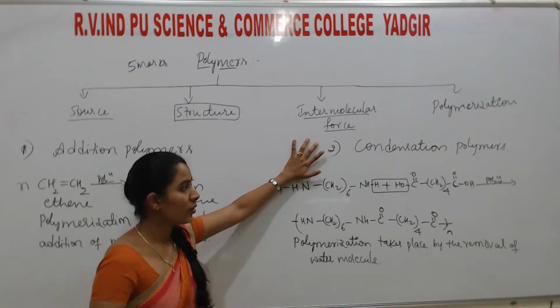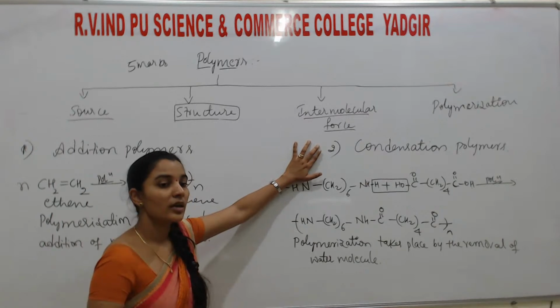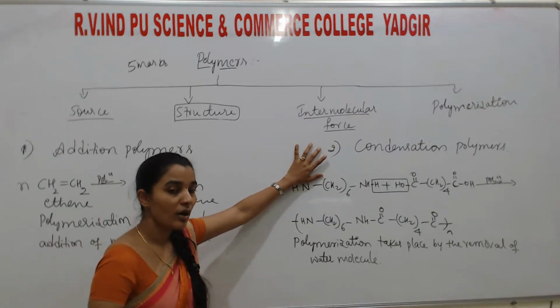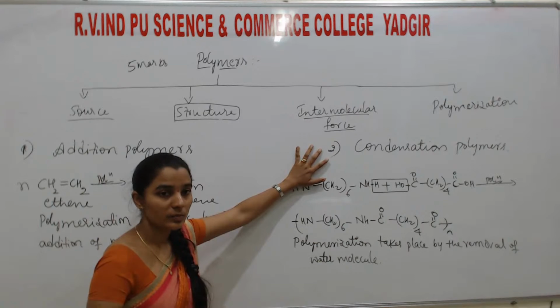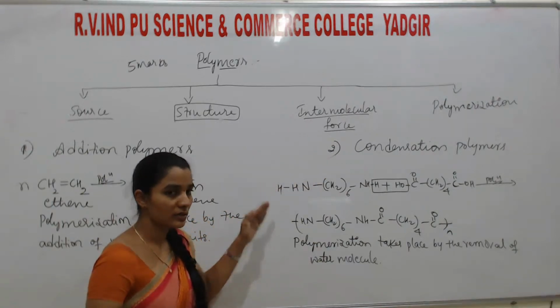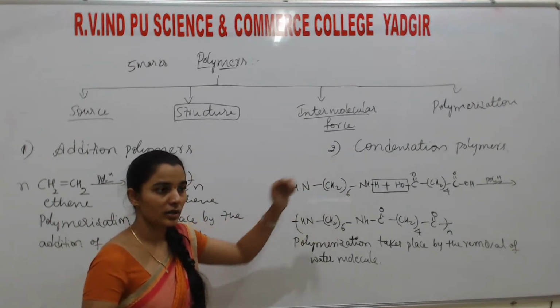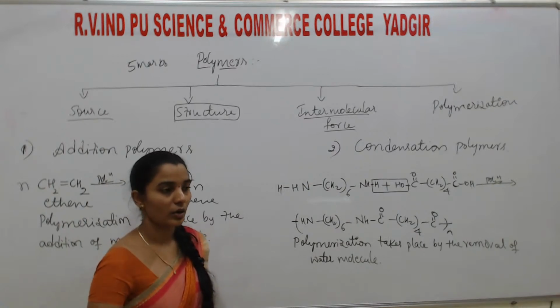Okay, this is all about the classification, students. In the next class, I'll explain how the polymerization takes place, what the monomer units are, their structures, and the polymers and their structures. Understand? Okay, thank you.